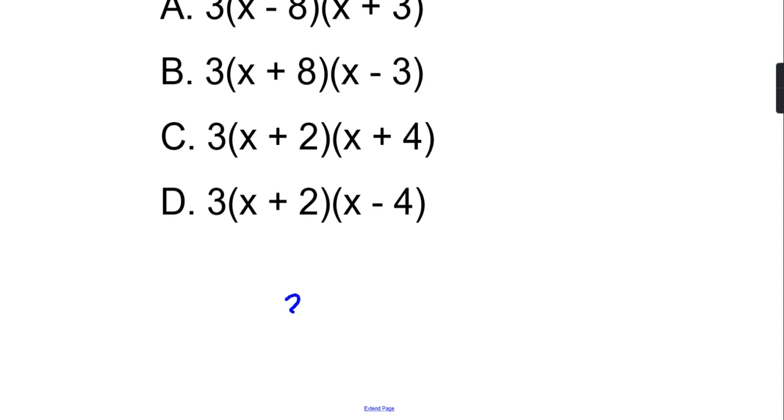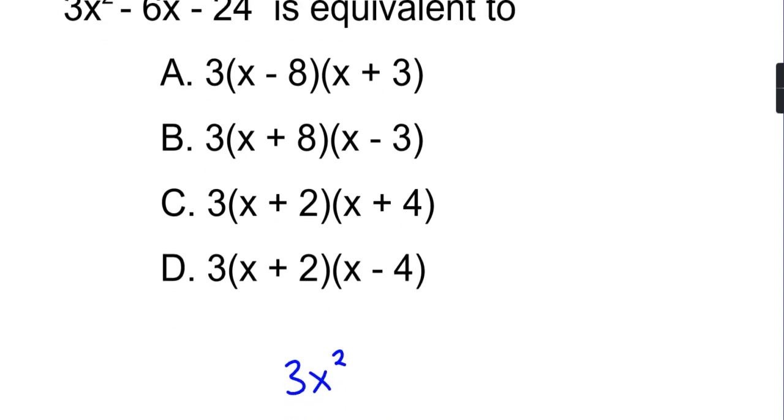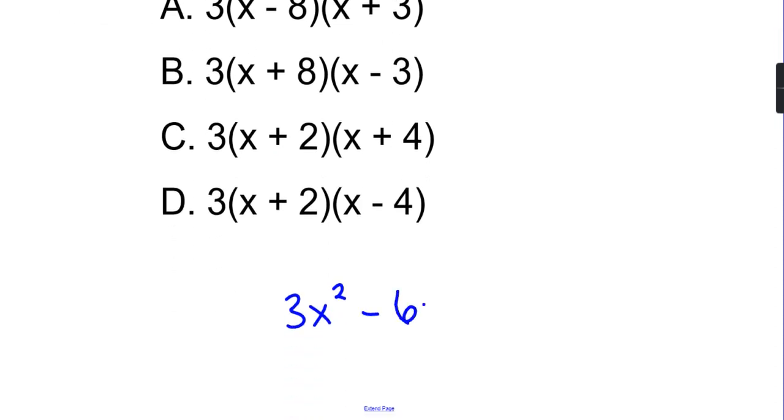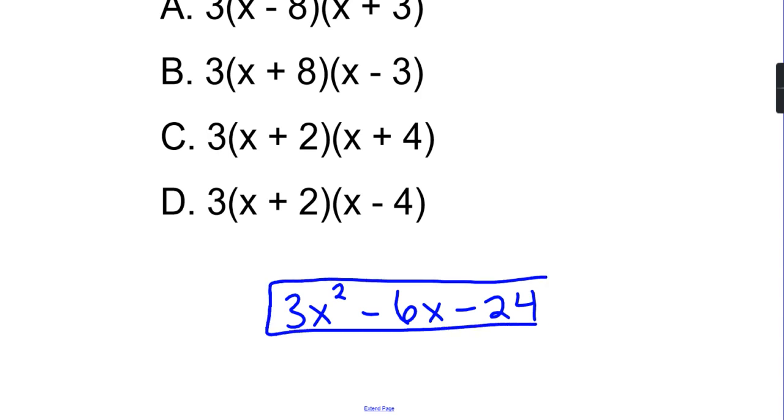I'm going to copy it down right here so that I can show it to you properly. We had 3x squared minus 6x minus 24. And we factor out a greatest common factor. When we think of greatest common factor, we think of what do all the terms have in common? All of them can be divided by 3.